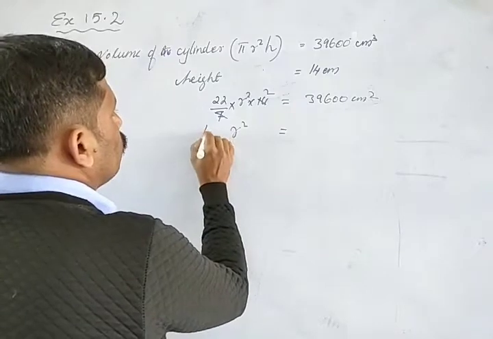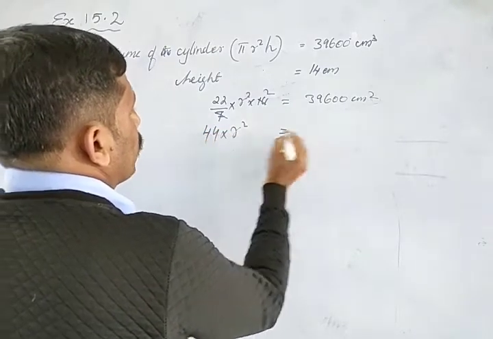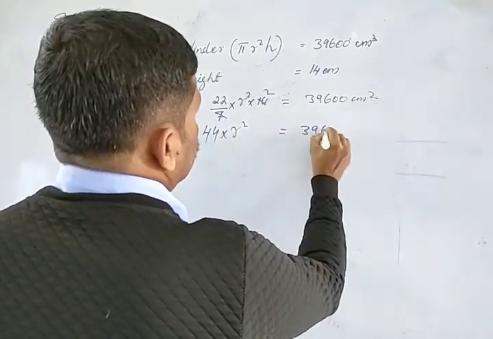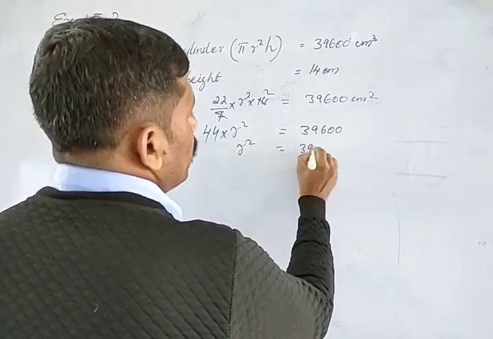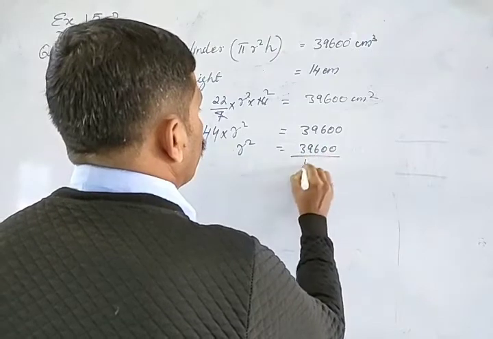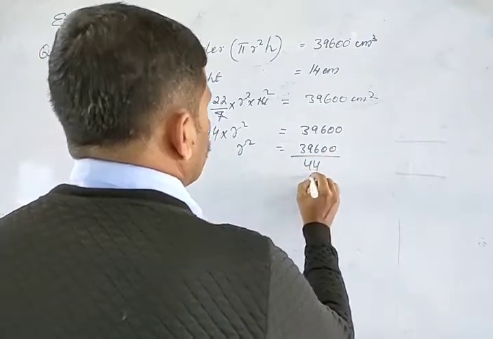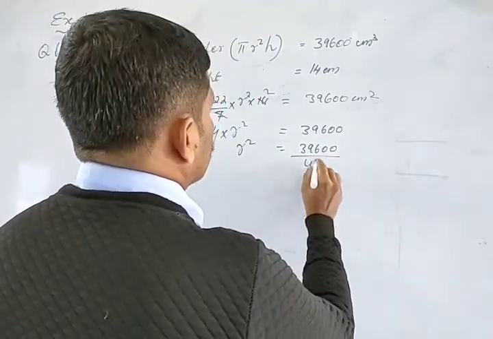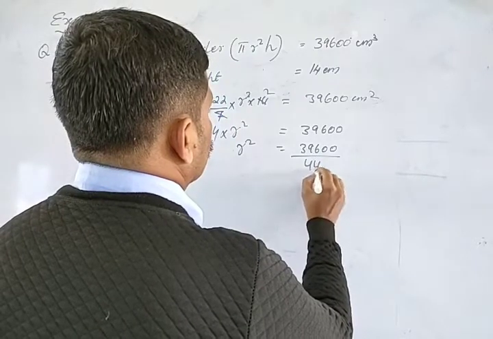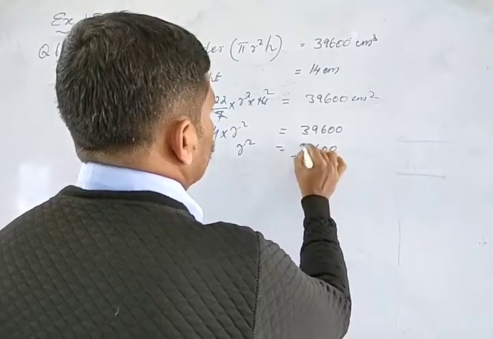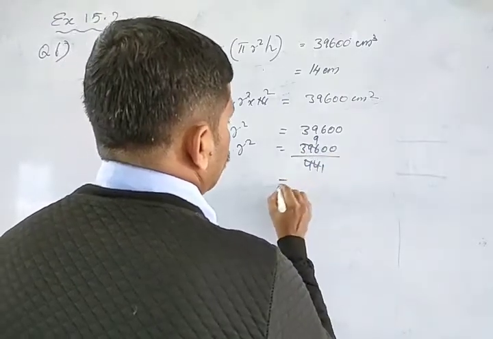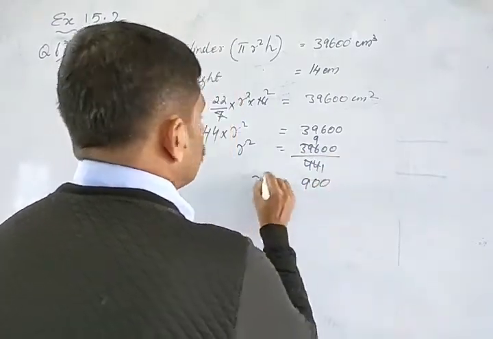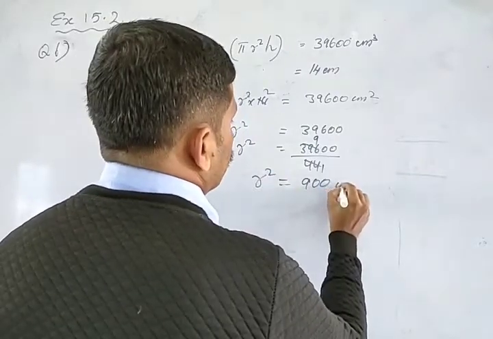Here 44 r square is equal to 39600 centimeter cube. Therefore, r square is equal to 39600 divided by 44. Cutting the common factors, we get 900. R square is equal to 900 centimeter square.